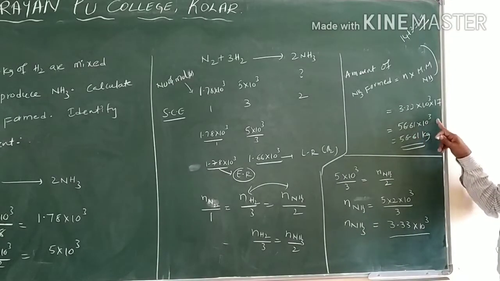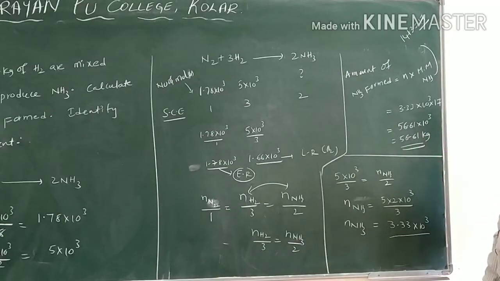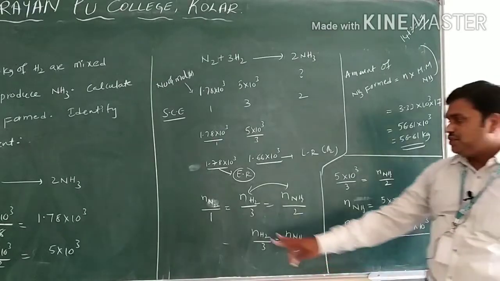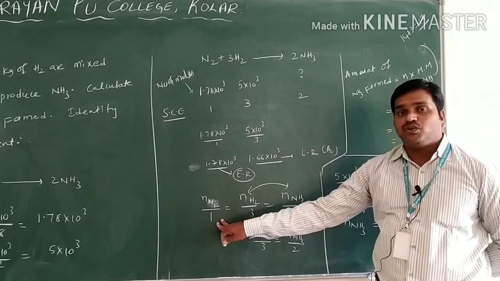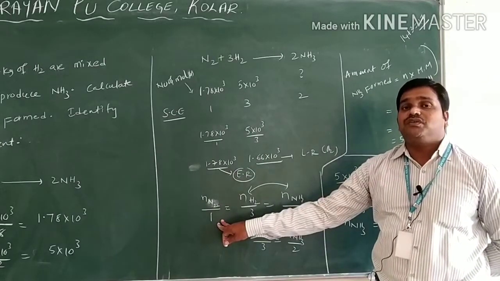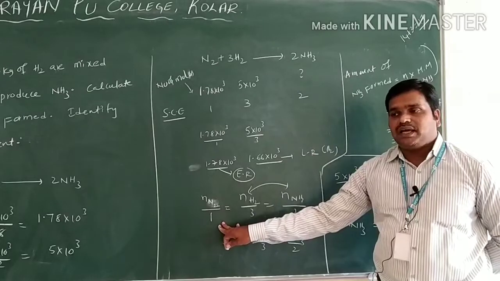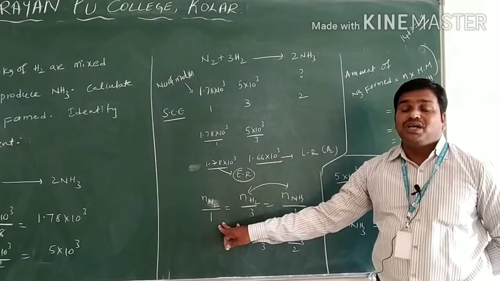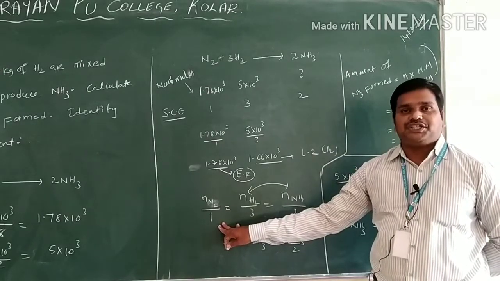Can I write 10 cube grams in the form of kg? Yes. So you will get 56.61 kilograms of NH3 formed in the reaction. From this also you can find out how many moles of H2 or N2 are consumed in the reaction. You can take these two, and you will get the number of moles of N2 consumed in the reaction. After that you can subtract the value from the initial number of moles of N2, and you will get the number of moles of N2 left after the reaction.